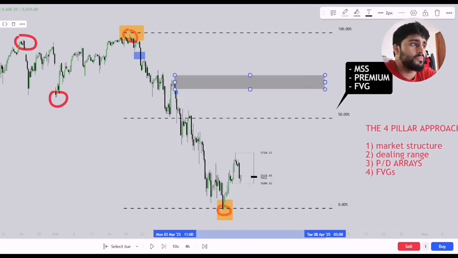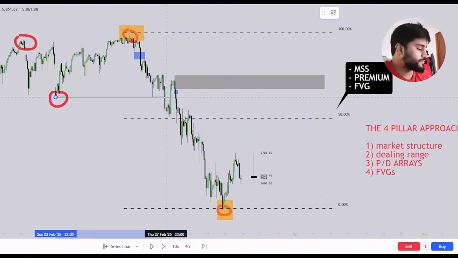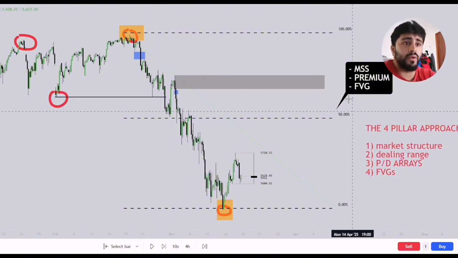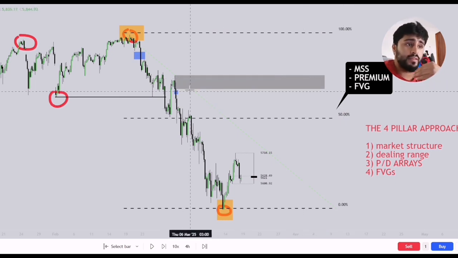We need to break structure. So we've broken structure like this. We've had price breaking over here. We're in a premium, so we're above the 50% area. And most importantly, we've left a fair value gap.